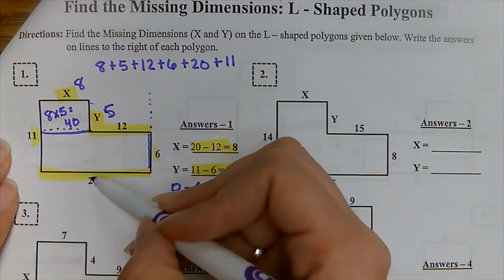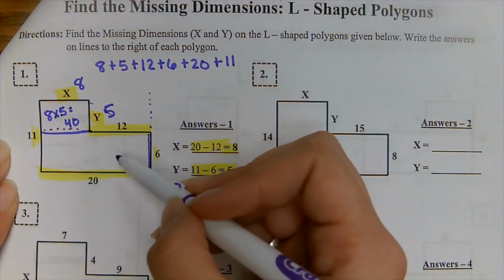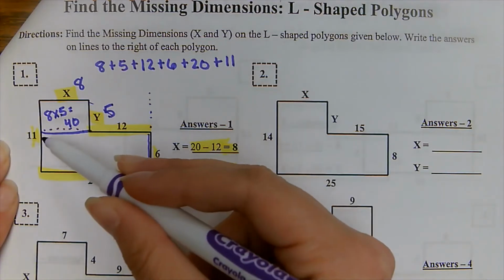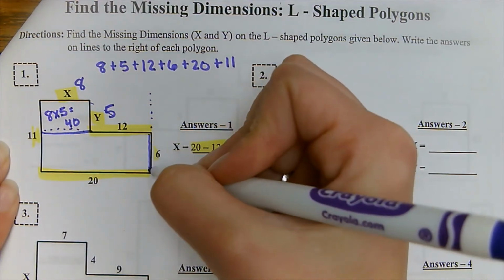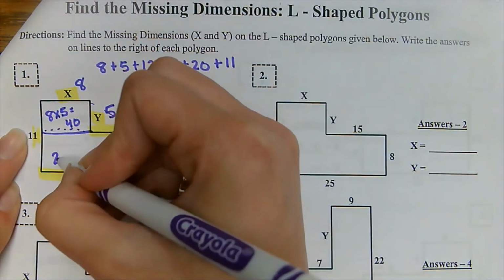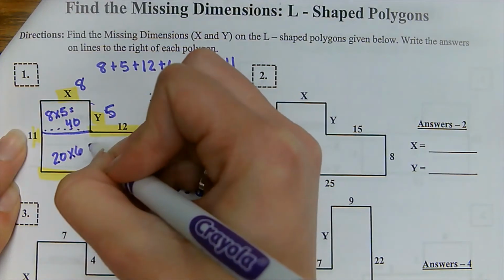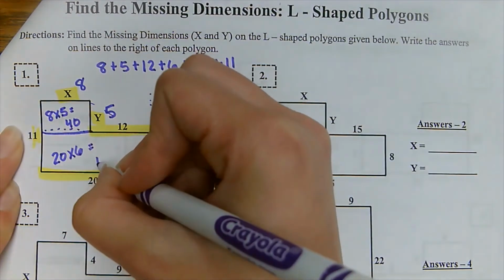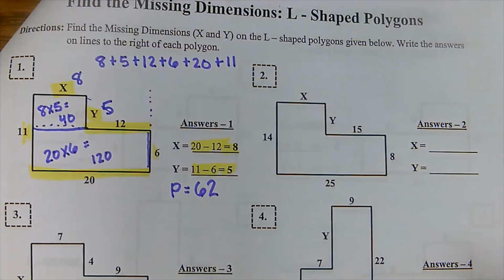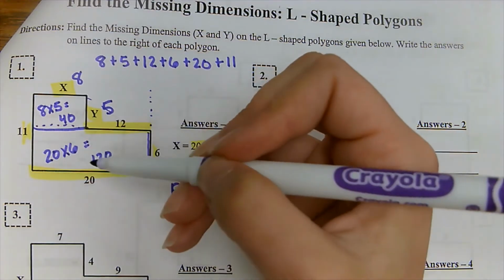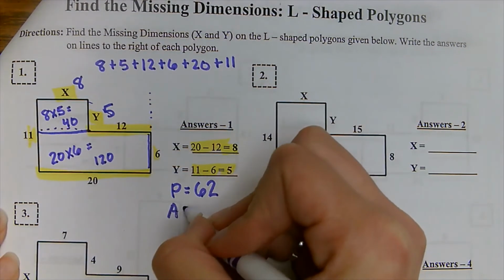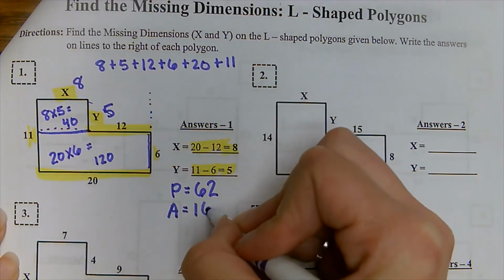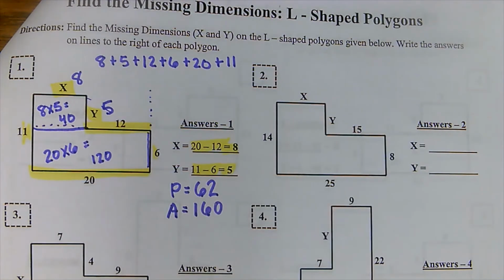The length and width of this bottom square, be careful not to use the 12 because that doesn't go all the way across. Our full length of this one is 20 and our full height here is 6. So what is 20 times 6? Good, 120. To find the total area of this whole shape together, we're going to add 40 plus 120, which gives us a full area of 160 square units.